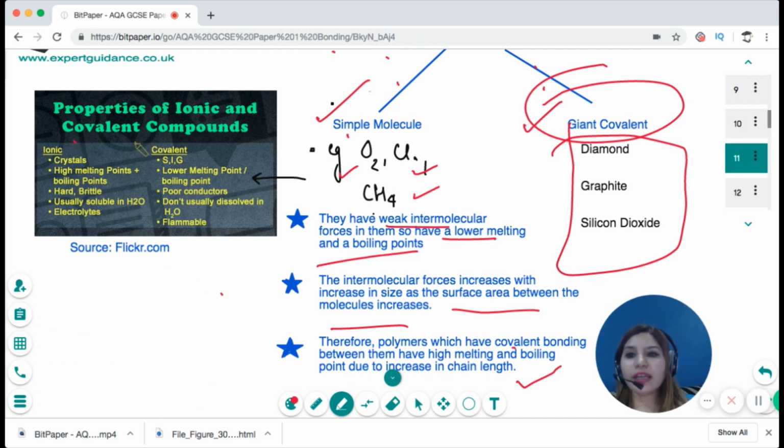Now, ionic compounds, let's compare the difference between ionic and covalent compounds. Ionic compounds are crystals, covalent are solids, liquids, and gases. Ionics have high melting and boiling points. Covalent have lower melting and boiling points. Ionics are hard and brittle. Covalents are poor conductors. Ionic usually are soluble in water. Covalent are not. Ionic undergo electrolysis and covalent are flammable.